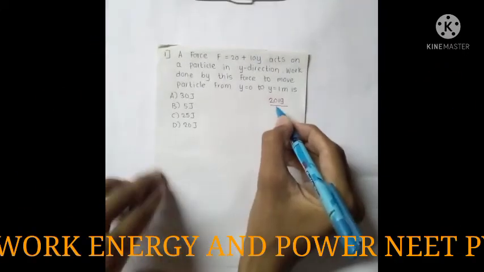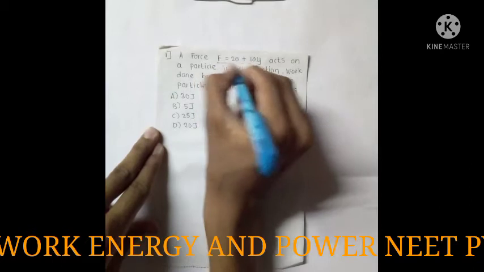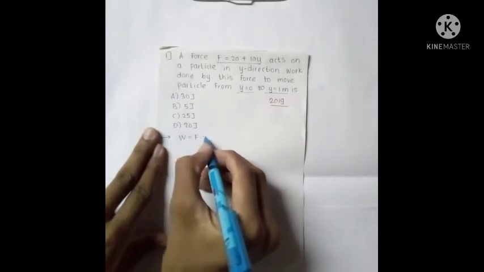Question is from NEET 2019. A force F equal to 20 plus 10y acts on a particle in y direction. Work done by this force to move the particle from y equal to 0 to y equal to 1 meter is. So work is equal to force into displacement.